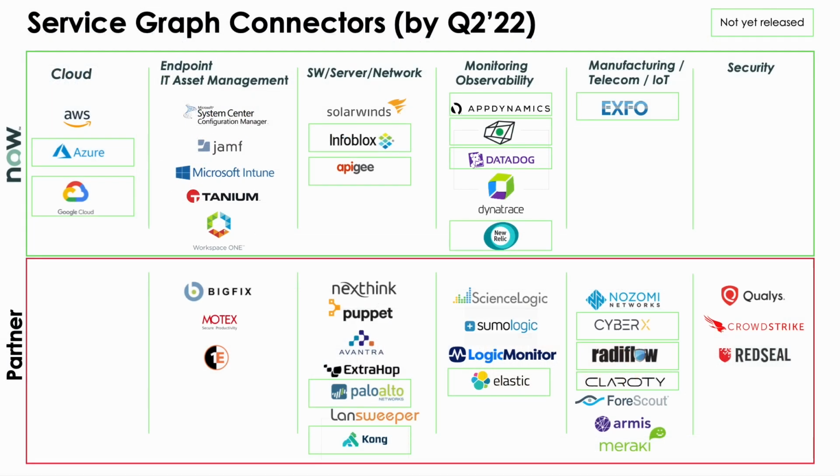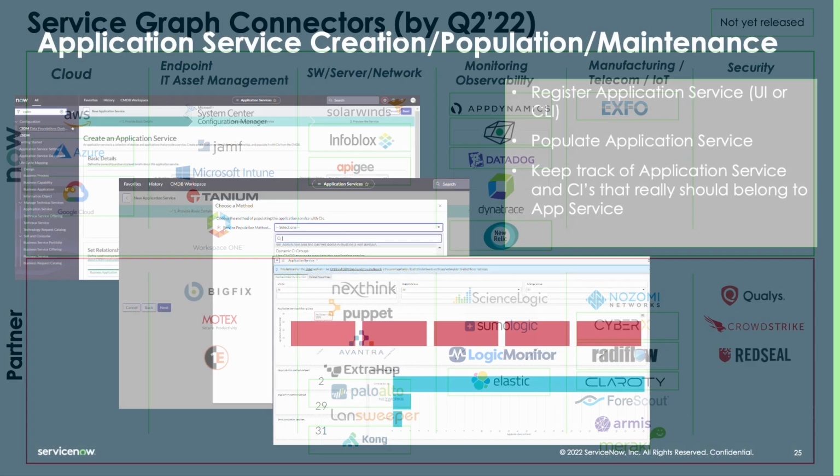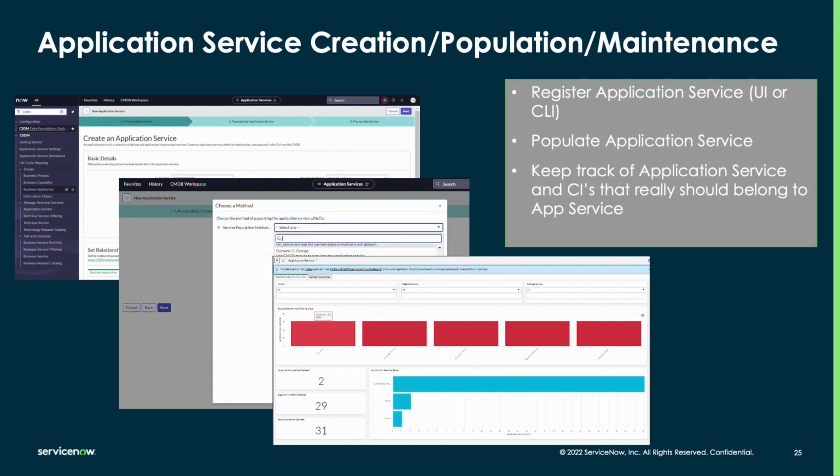Second item is Service Graph Connector. The gotcha here is that we have a whole bunch of Service Graph Connectors released, we have a lot of traction here in terms of customer usage, and we have a pretty robust roadmap. And we'll do another follow-up session just on this, but just be aware that it is there for you to leverage.